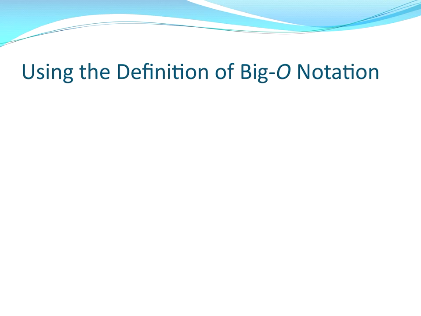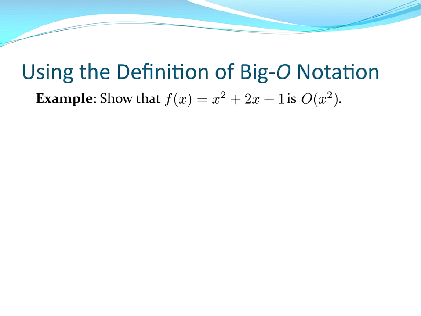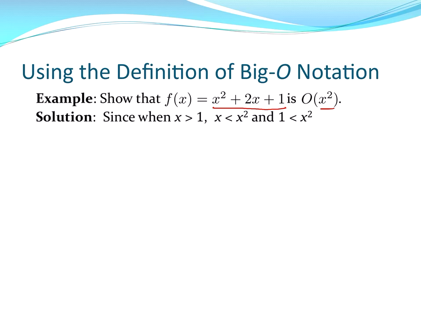All right, let's apply the definition to see if we can make a big O determination on this function. I'm given that f of x is x squared plus 2x plus 1, and I want to know, is it big O of x squared? Well, remember, we're going to pick one witness and solve for the other, so we're going to pick k equal 1.